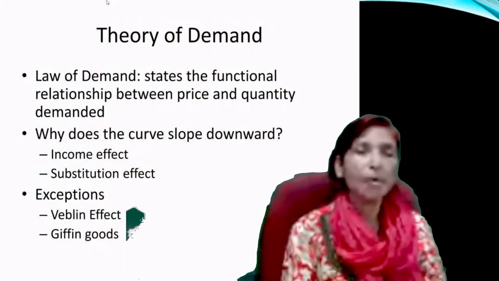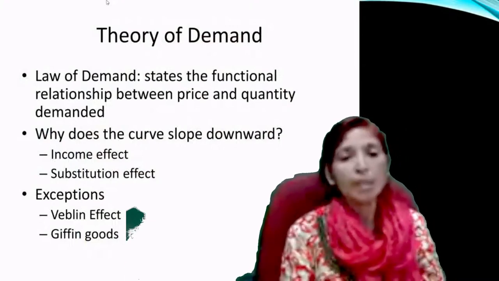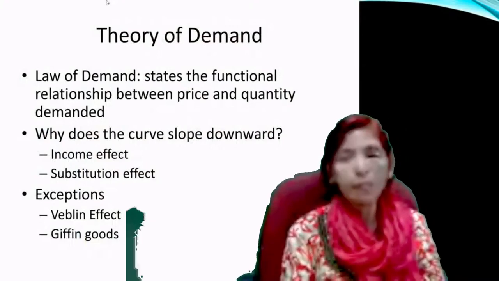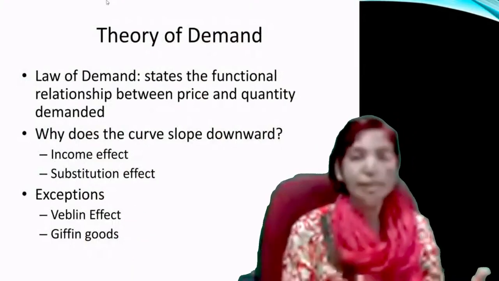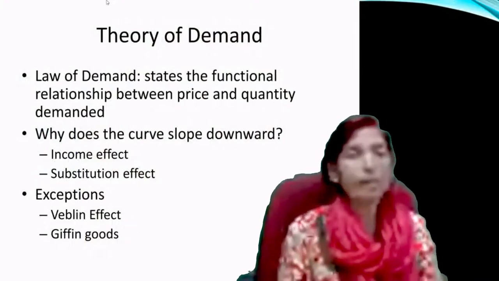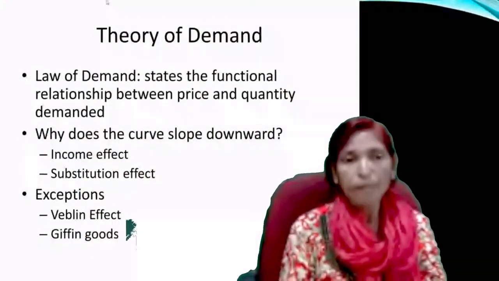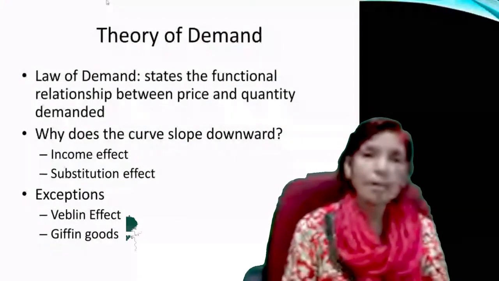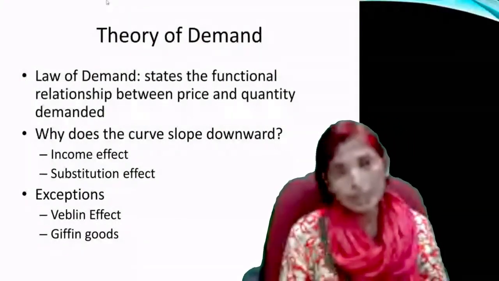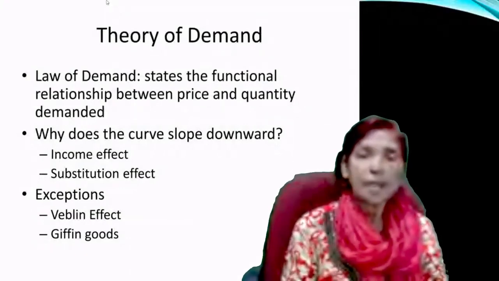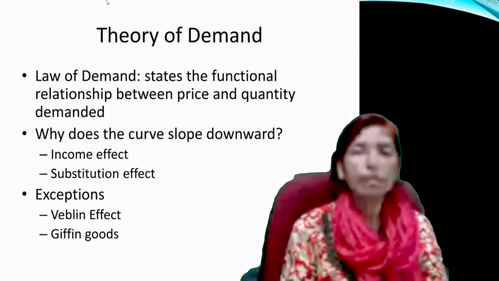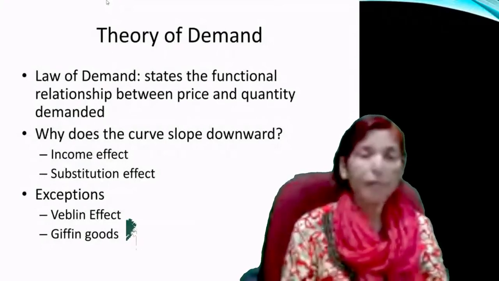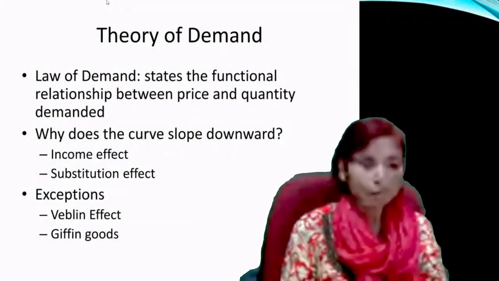In this theory of demand, we will study the nature of the demand curve, why the demand curve always slopes downward, and what is the reason behind that. The reason is the income effect and the substitution effect. If our income increases, then we can purchase more goods. If our income is falling, then our demand will also fall.